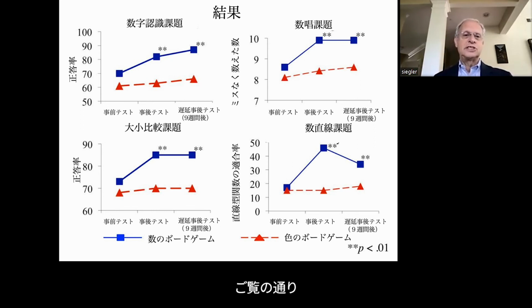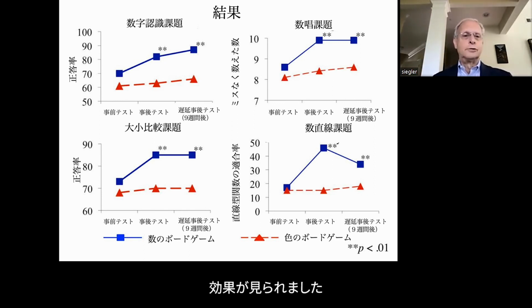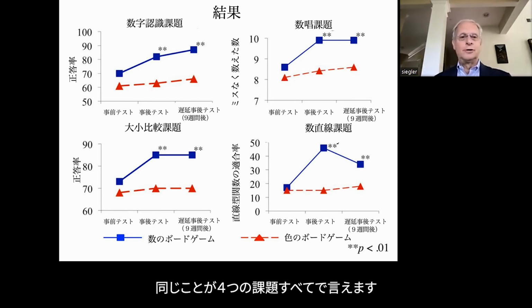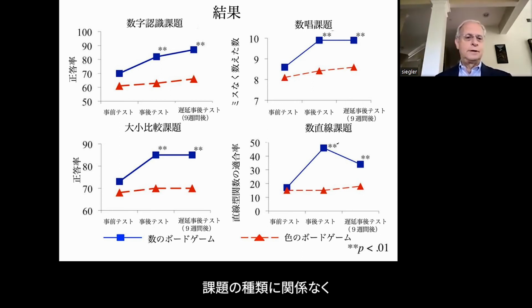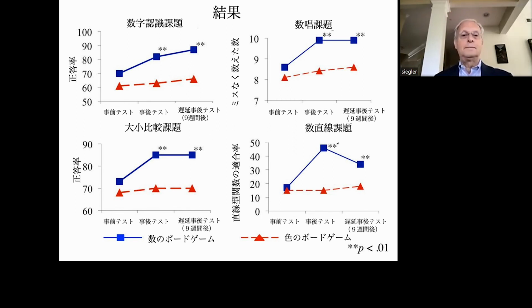And as you can see in this game and this study and in the other studies, the children who played the number board game learned more. They did better on the post-test and on the 9-week follow-up on all 4 of the tasks. And they did better in identifying numbers, in counting, in comparing which number was bigger, and in estimation of where the numbers were on the number line.